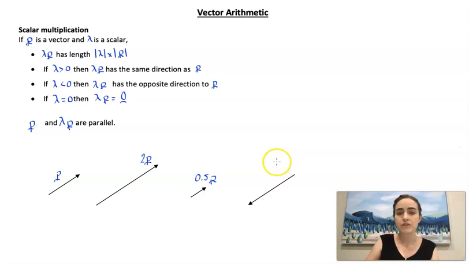This last one here would be minus 1.5p. This one is pointing in the opposite direction because our scalar was negative, so it's pointing the opposite direction now, but it is still parallel to all of these ones. And it's exactly 1.5 times the length of the original vector.